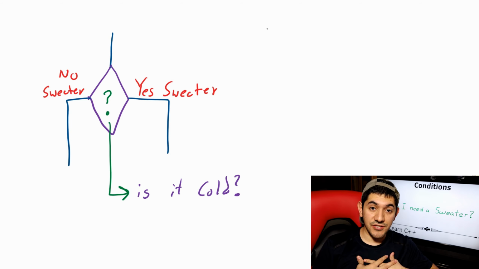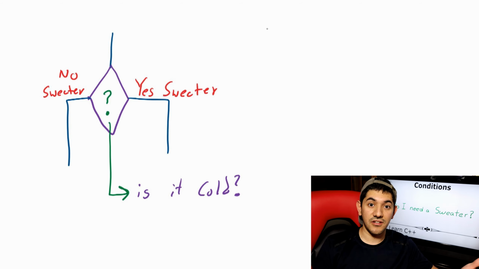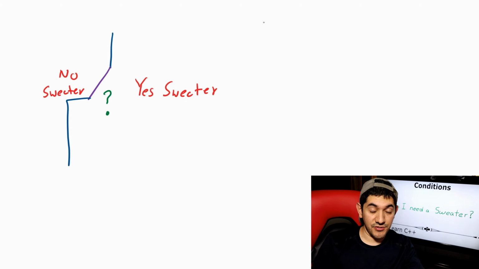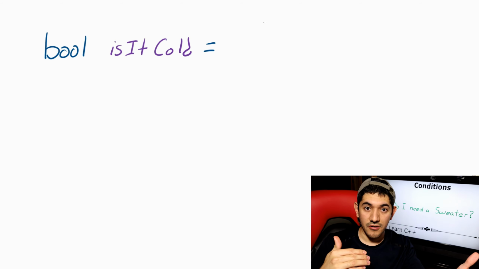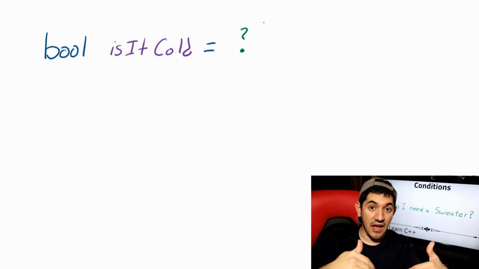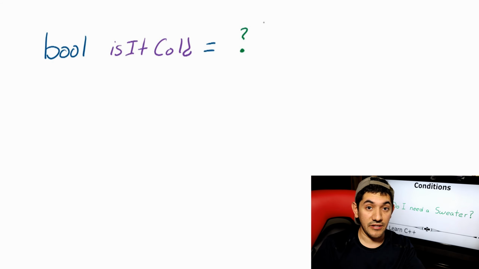So my condition here, the basis to my decision, is: is it cold? As I mentioned earlier, that's a condition. Therefore, it's going to be a Boolean variable. And if you think about it, is it cold? That's a yes or no answer, right? So it could be cold right now or it could be cold later. It changes, it varies. That's why it's a Boolean variable.